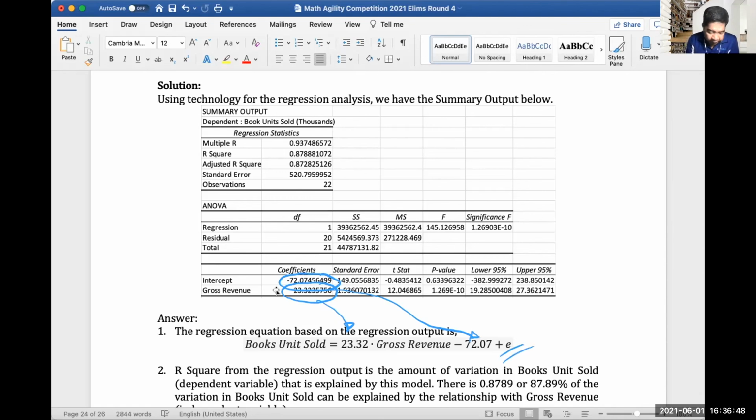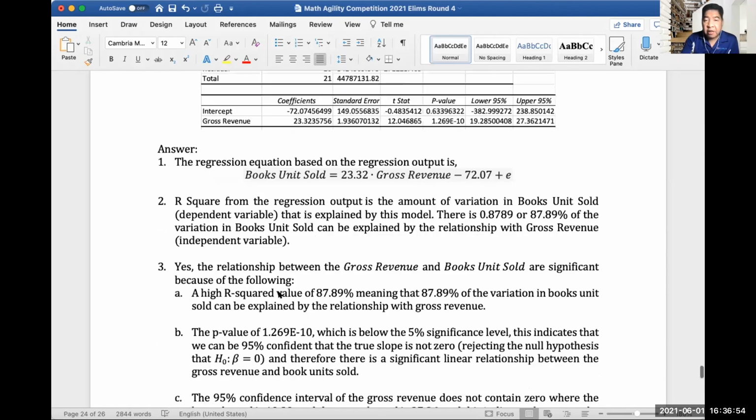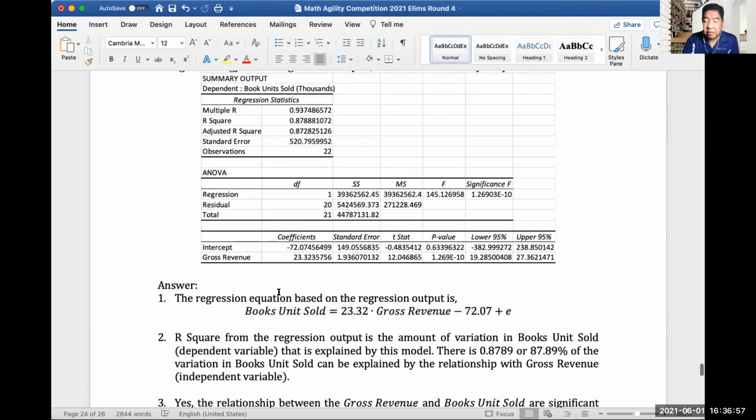And then let's go to question number 2. So R square from the regression output is the amount of variation in books units sold that is explained by this model. So simply look for the R square, which is this line here, and that is 0.879 or 87.89%. So the amount of variation in books units sold that is explainable by the relationship with the gross revenue is 87.89%. Okay, that's question number 2.